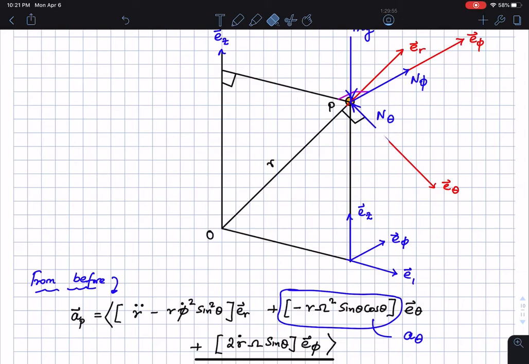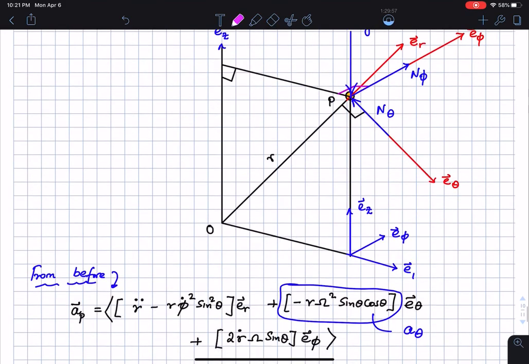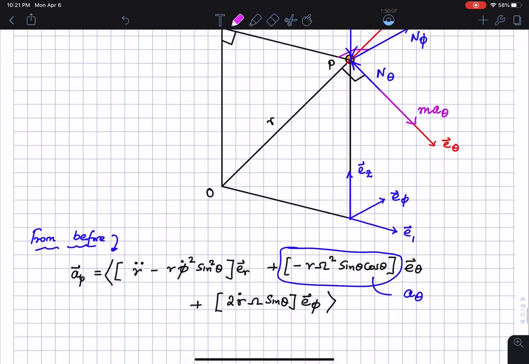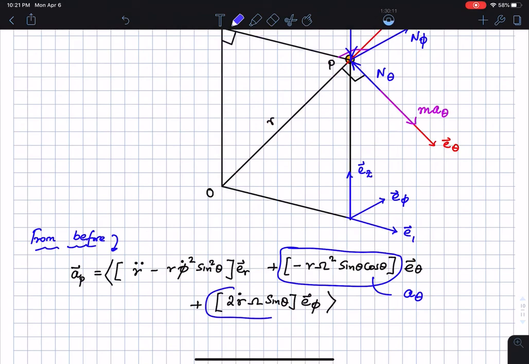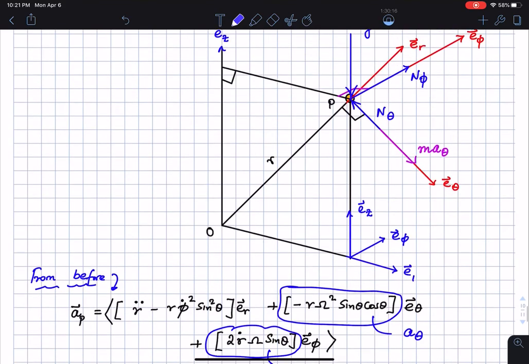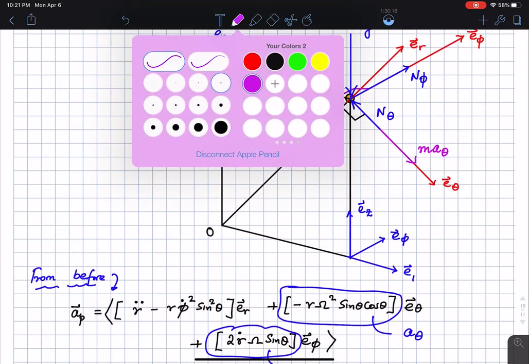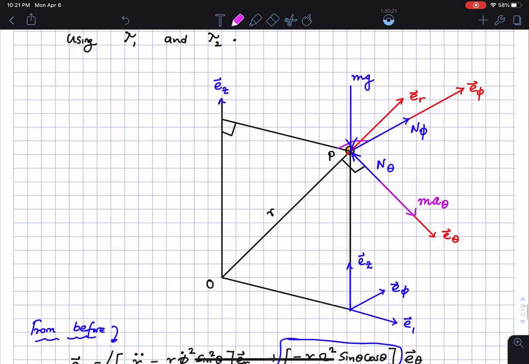I'm sorry. That's going to be directed in this direction here. Okay, so that's going to be called m times a theta, and of course I'm going to have one more term which I'm going to call a phi. That is this creature here, which I'm going to call a phi, and you will see that that term is marked in the following figure here. I'm going to call that a phi times mass, so m times a phi.